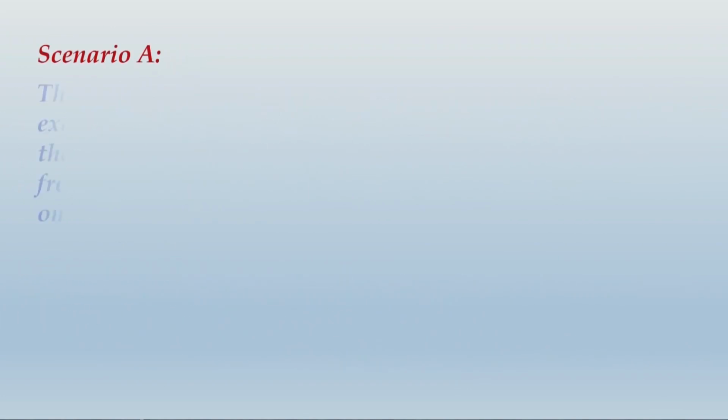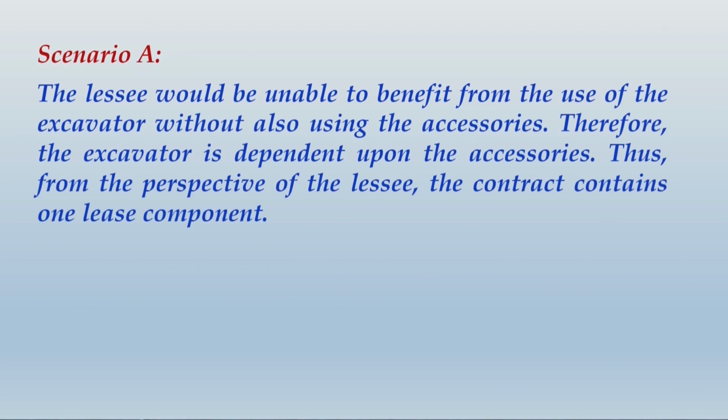So, answer for scenario A would be: the lessee would be unable to benefit from the use of the excavator without also using the accessories. Therefore, the excavator is dependent upon the accessories, or you can also write that the accessories are dependent upon the excavators. Thus, from the perspective of the lessee, the contract contains one lease component, that is a single lease component. Write up this and then I will give you answer for scenario B.